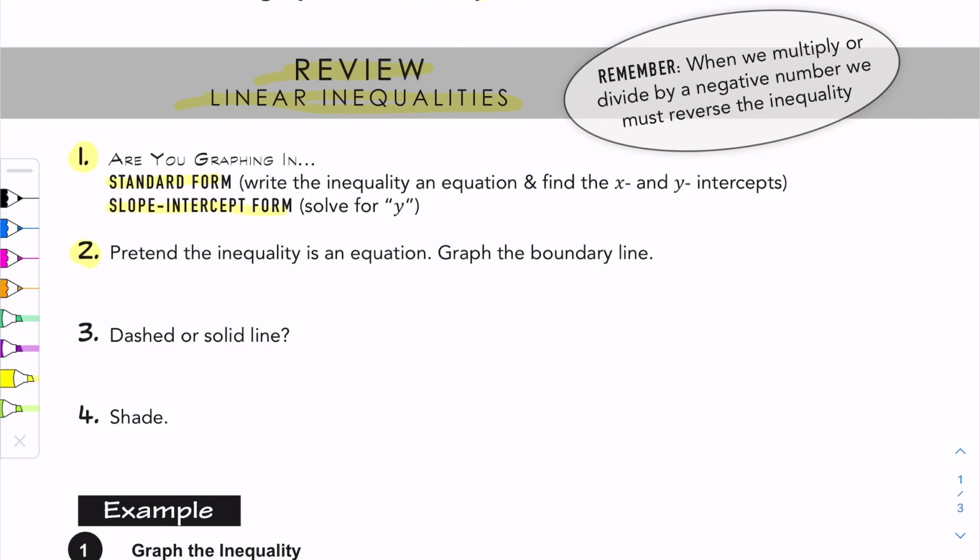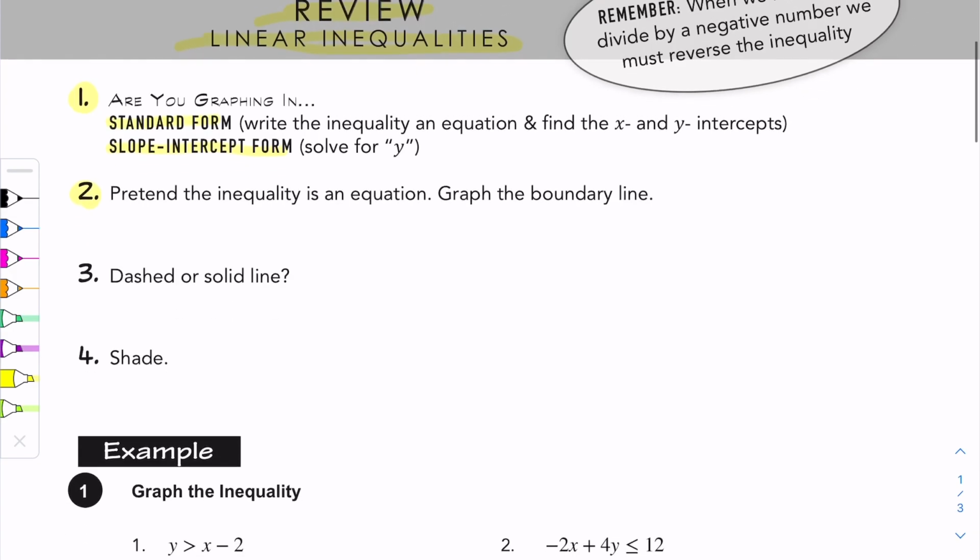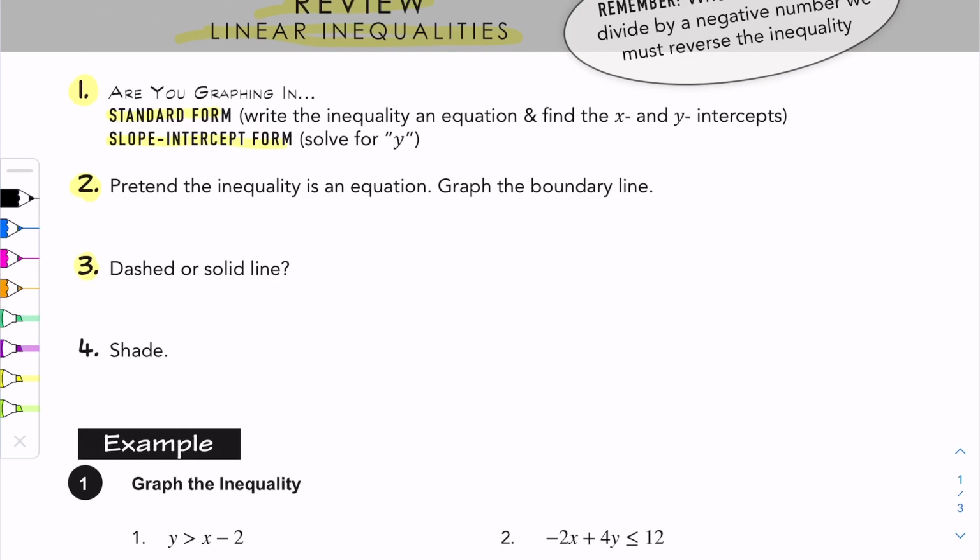Number 2, pretend that the inequality is an equation and graph the boundary line. The boundary line is the line on the graph. Number 3, solid or dashed. So if it's going to be a solid line, then that means it's less than or equal to, or greater than or equal to. If it's a dashed line, it is just less than or just greater than.